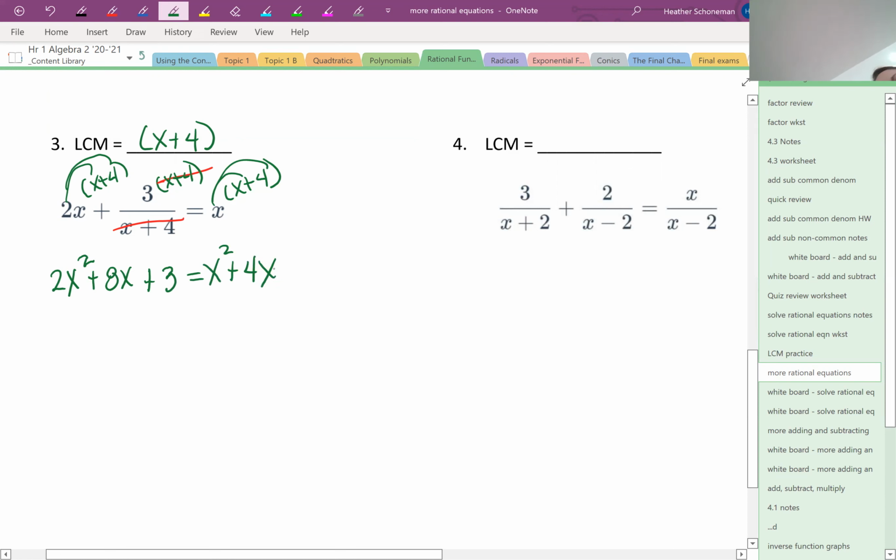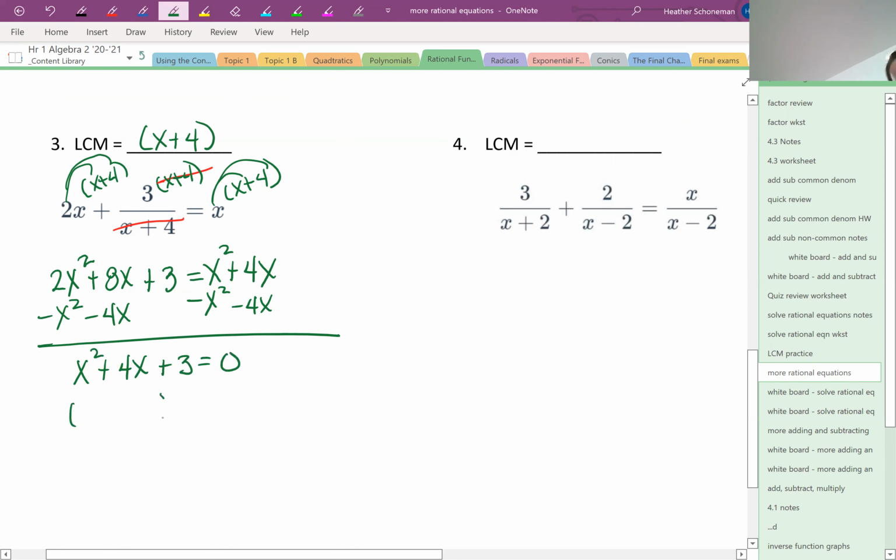Okay, again, it's quadratic because it has an x squared. And when it's quadratic, you have to set it equal to 0. And we want our x squared to be positive. So I'm going to move x squared to both sides and subtract 4x. That gives me x squared plus 4x plus 3 equals 0.